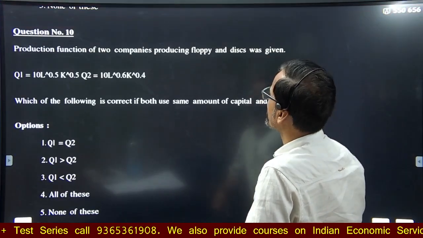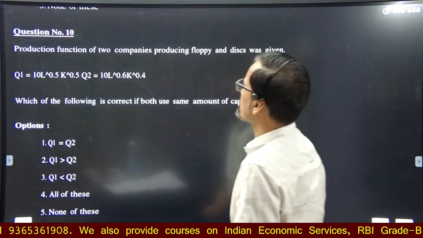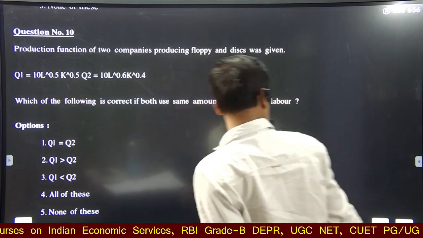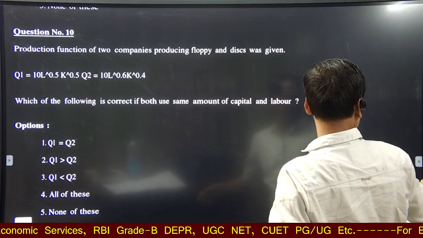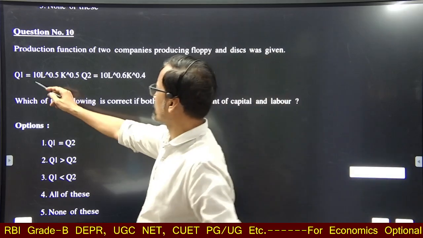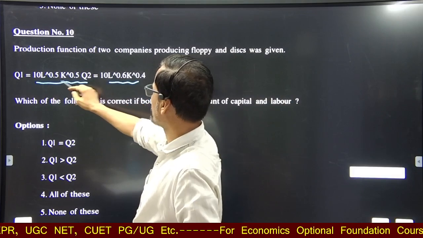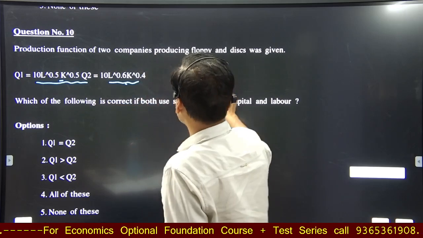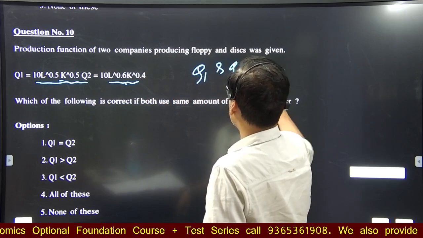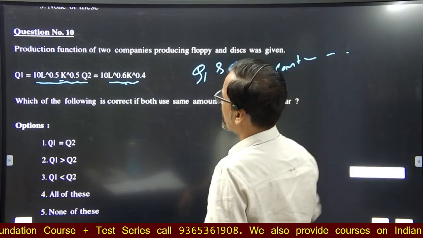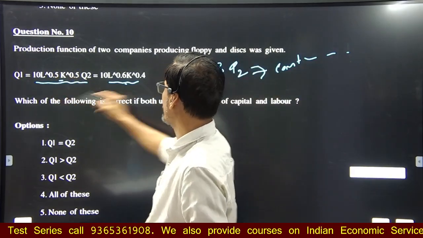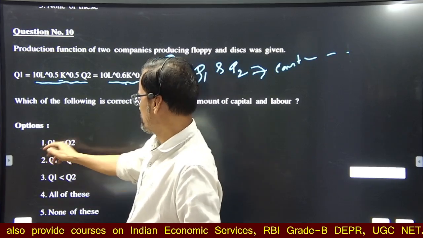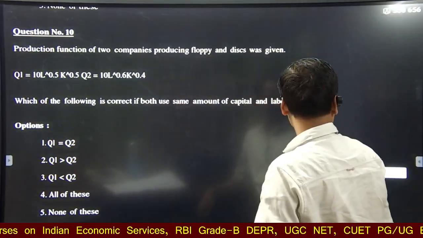Now another numerical question is given. The production functions of two companies producing floppy and disk were given. First see the structure of the production function. Both are constant return to scale, because the sum of their powers is 1. So that is why the production functions Q1 and Q2 are obviously equal.